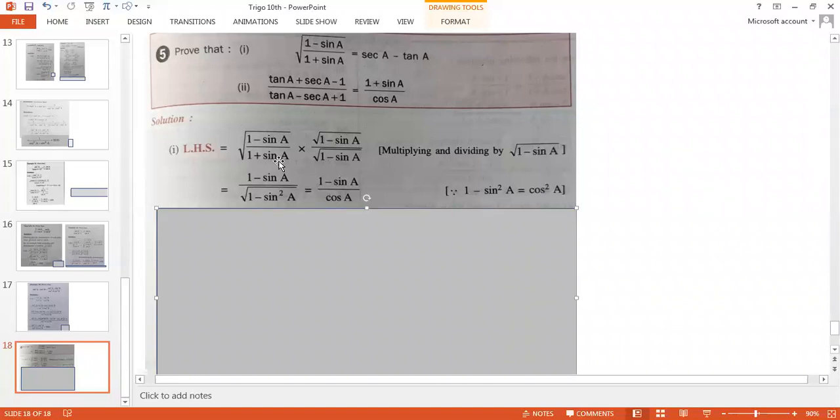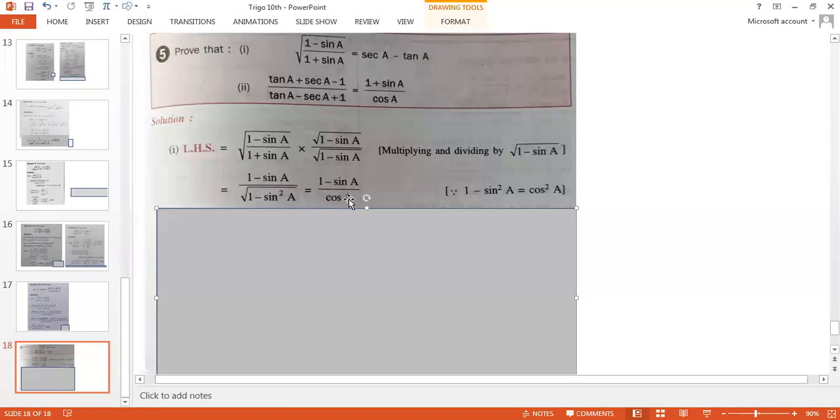So root of 1 plus sin A into root of 1 minus sin A will become root of 1 minus sin square A. Why? Because A plus B into A minus B becomes A square minus B square. And that is under root. Now, what exactly is 1 minus sin square A? Simple, cos square A. Now, root of cos square A can be written as cos A. That's how it turns into 1 minus sin A upon cos A.